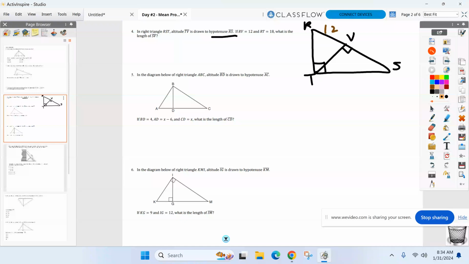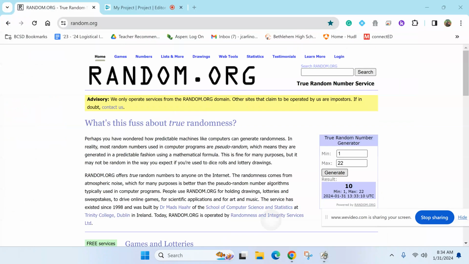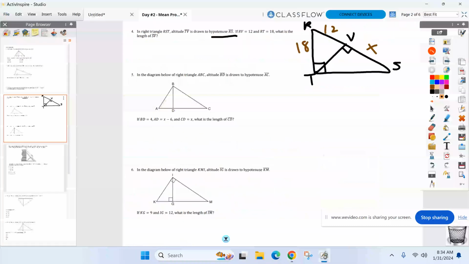RV is 12, RT is 18. What's the length of SV? I know Lily asked it, but I'm still asking everybody here. Henry, back to you now. Is the altitude involved here at all? No. So I know it's got to be Hills. No altitude, Hills.